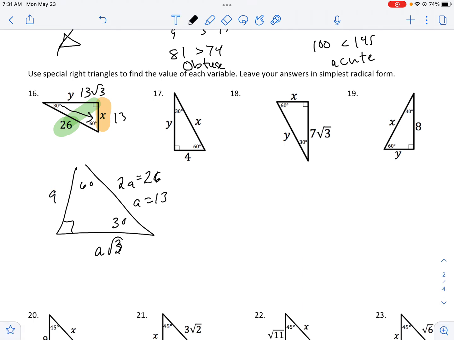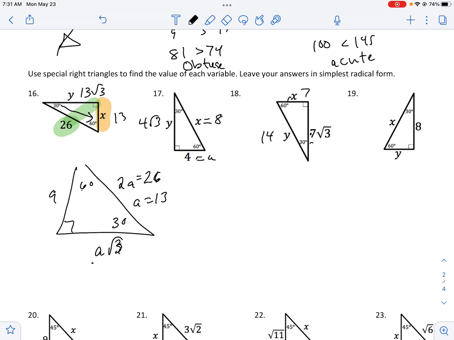Across from 30 is A, so we know A is 4. Across from 60 is A square root of 3. And across from the 90 is 2A, or 2 times 4, which is 8. Here across from the 60 is 7 square root of 3, but we know across from the 60 is A square root of 3, so A has to be 7, which makes this 2 times 7, and just 7.